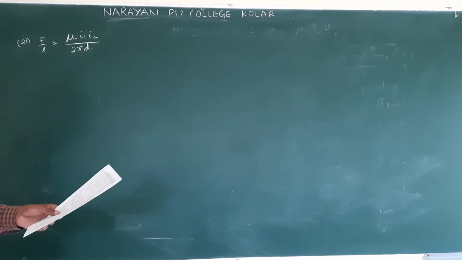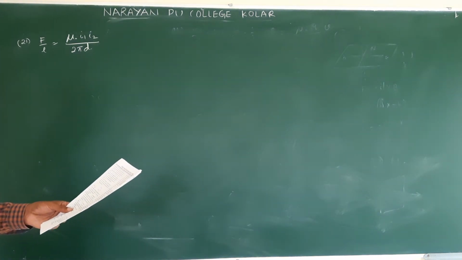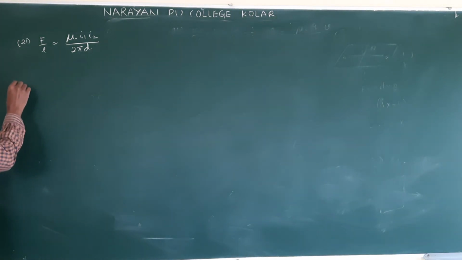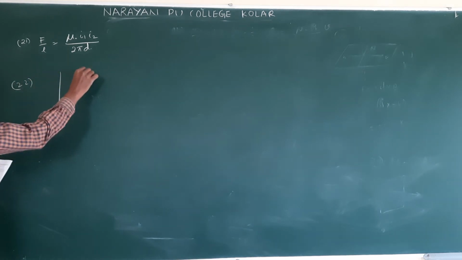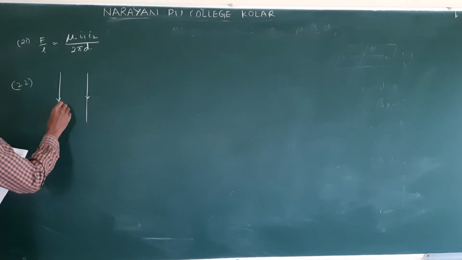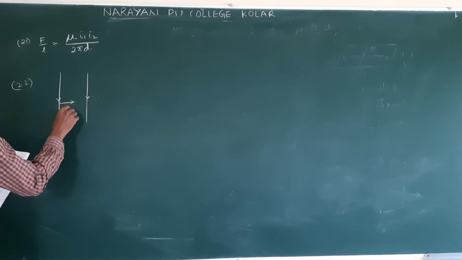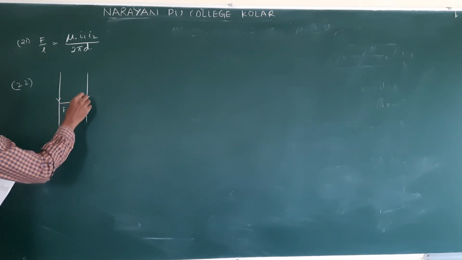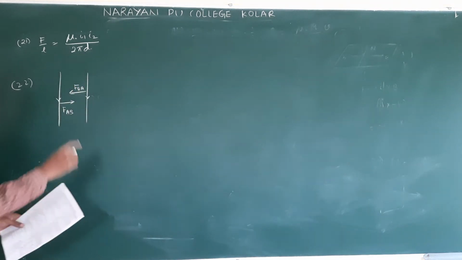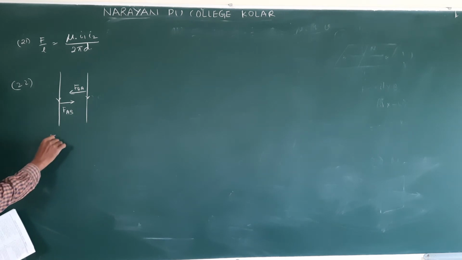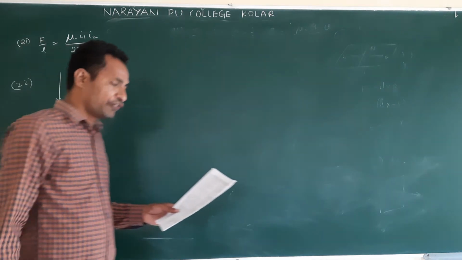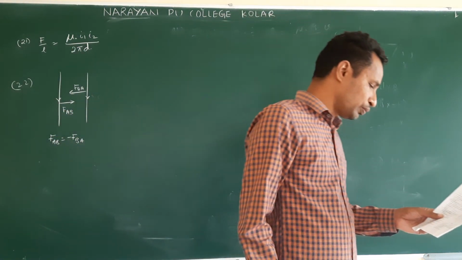We have seen, they are asking about A and B only, the parallel conductors. We have seen in the derivation that if the currents are in the same direction, this F_AB will act like this, force on A due to B, and this is F_BA, force on B due to A. How are they acting? Opposite. So how do we write it? F_AB is equal to minus F_BA. So F1 is equal to minus F2.